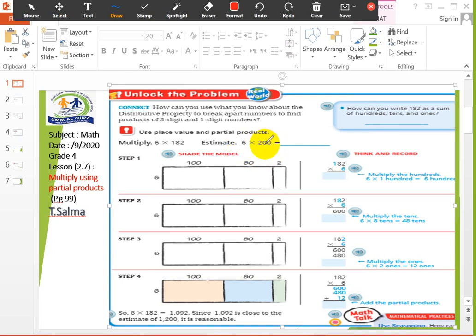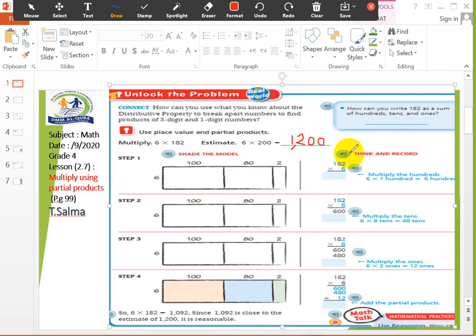Now, 6 multiply 200. I have to multiply 6 with 2. And the answer will be what? 6 multiply 2 equals 12. Excellent, Lana. That's right. Thank you. And put 2 zeros next to the answer. So, look, the estimation is 1,200. Don't forget the comma. So the final answer, I know it will be close to this number. Close to the estimation, okay?